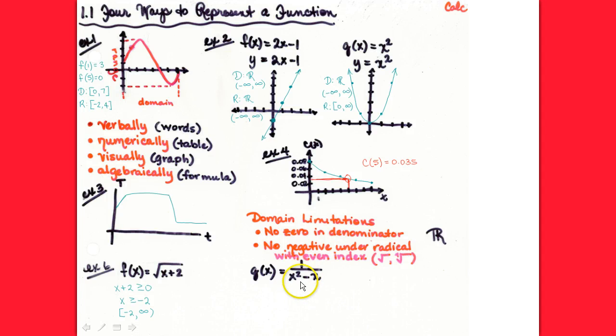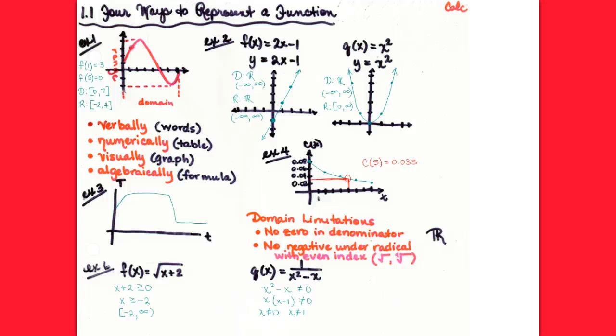We have 1 over x squared minus x, so we definitely want to avoid that 0 in the denominator. So what do I need to do? All right, it can be positive, it can be negative, it just can't be 0. So take our denominator and say it is not equal to 0, right? So if I go through and I solve that, I'm going to get x equals 0 and x equals 1. Those are the two things that my domain cannot be equal to. So I could say all real numbers except for 0 and 1.